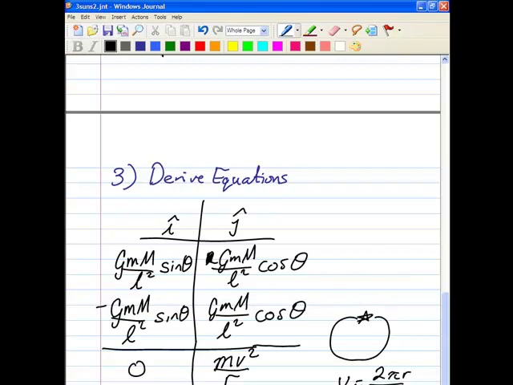So let's do some more plugging and chugging. 2Gm over L squared cosine theta is going to equal 4 pi squared r squared over period squared, all over r. These r's are going to cancel out.